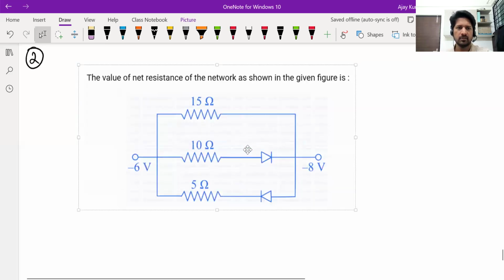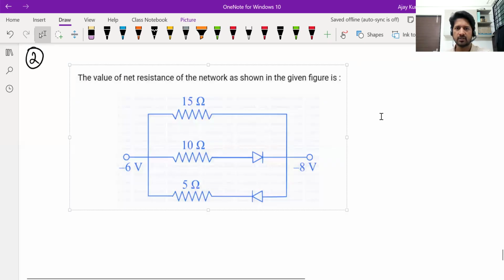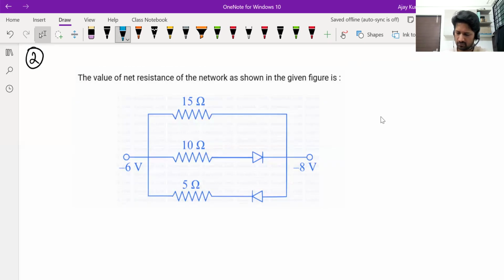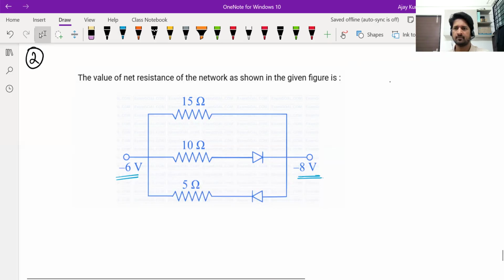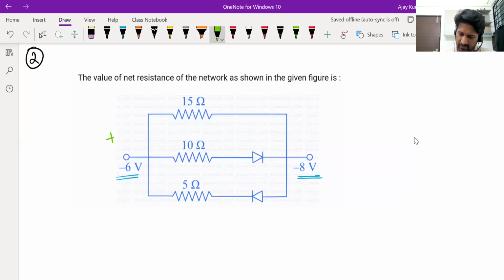Okay, try this problem. The net resistance of the network as shown in the figure. And they have given you the terminal voltages also, minus 6 volt on one side, minus 8 volt on the other side. Now see, the voltage on one side is minus 6 volt, the other side is minus 8. So effectively this is higher voltage and this is lower voltage. Fine. There are three resistors, two of which have diodes along with them.